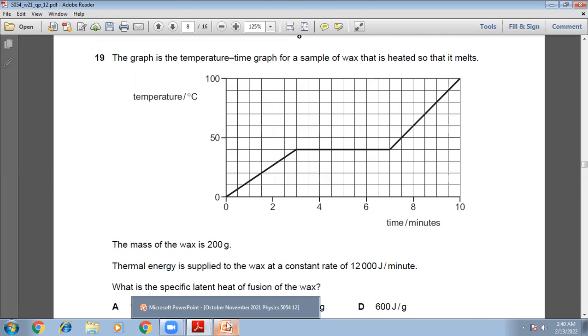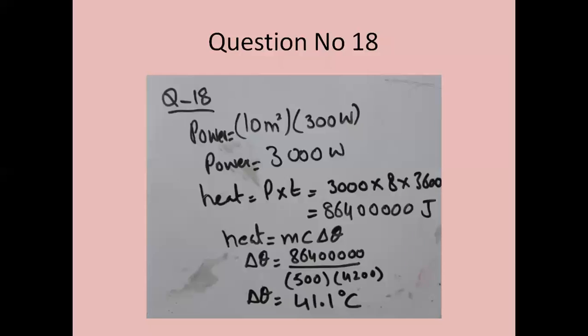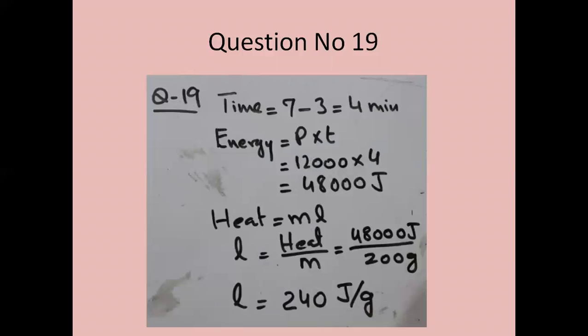So very easily I can tell you this. The time in which the wax was melting is from 3 minutes to 7 minutes, so it took 4 minutes. Energy is power multiplied by time. The power is 12,000 joules in one minute, so in 4 minutes there will be 48,000 joules.